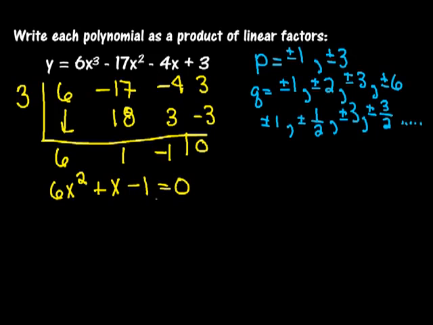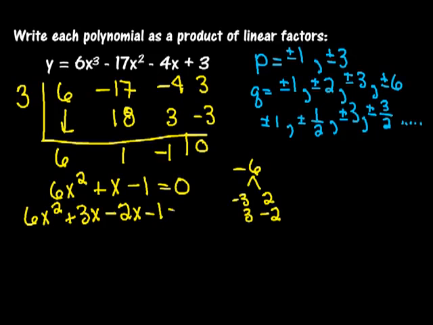Now I'm thinking to myself, maybe this factors, maybe it doesn't. Let's try it. 6 times negative 1 is negative 6. So I'm going to be doing the AC method, or the grouping method. Well, I know that negative 3 times 2 is negative 6, and 3 times negative 2 is also negative 6. Well, 3 plus negative 2 gives me my positive 1. So I'm going to have 6x squared plus 3x minus 2x minus 1 equals 0.